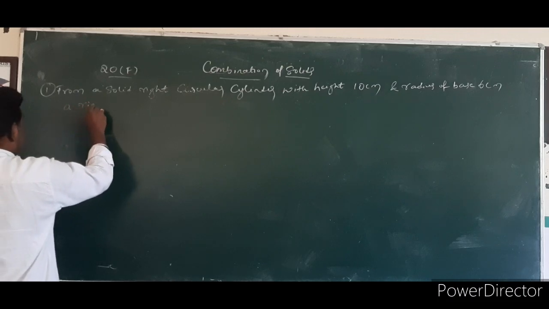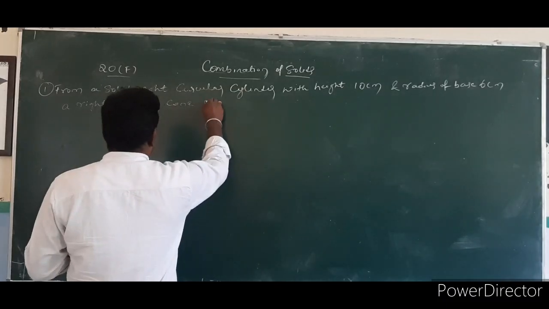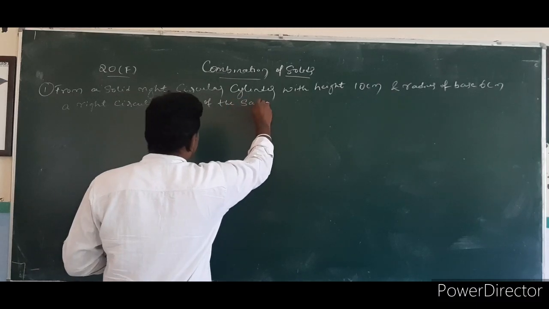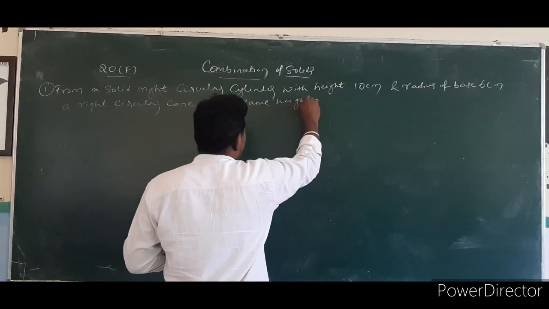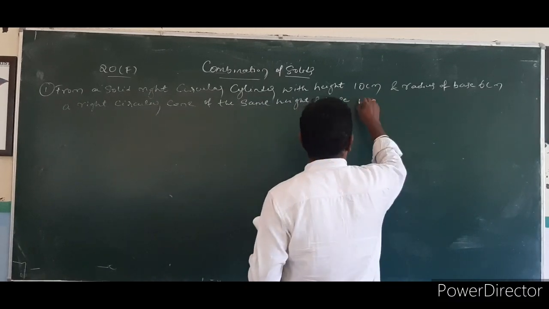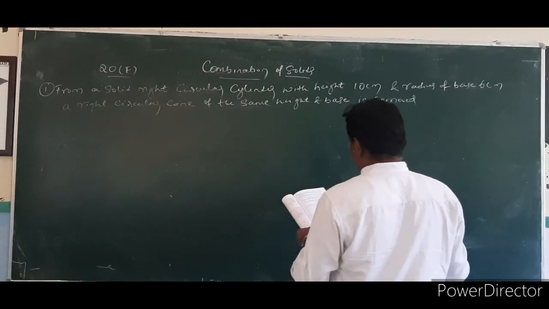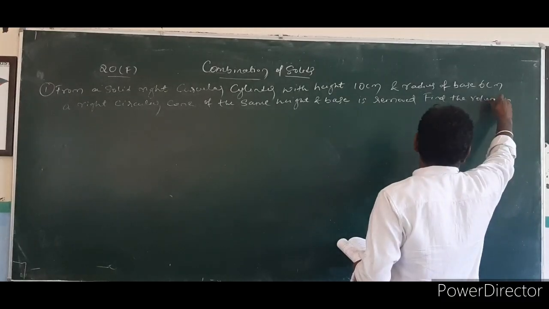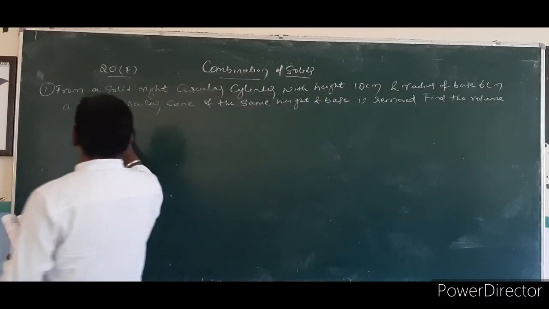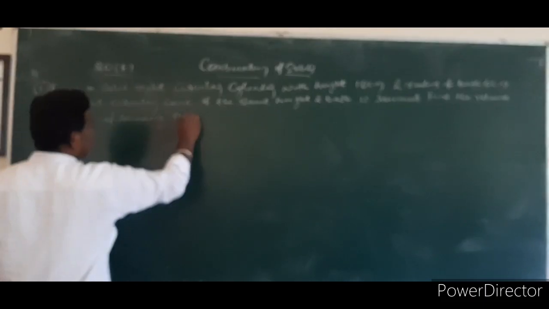a right circular cone of the same height and base is removed. Find the volume of the remaining part.